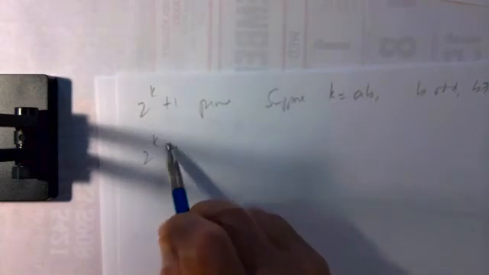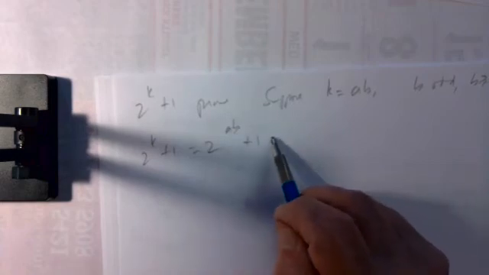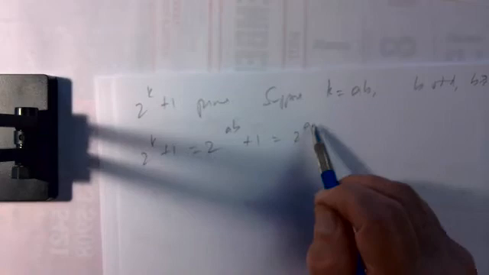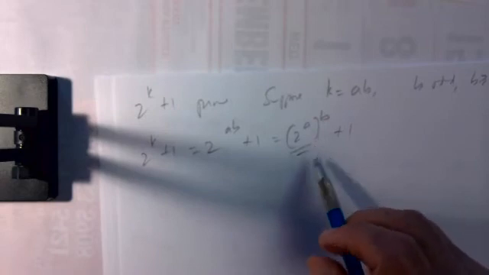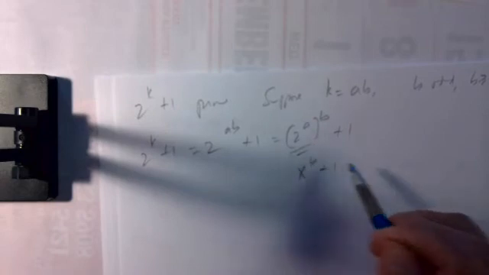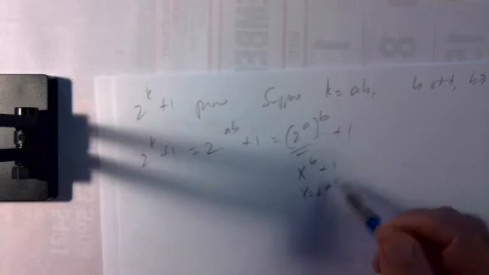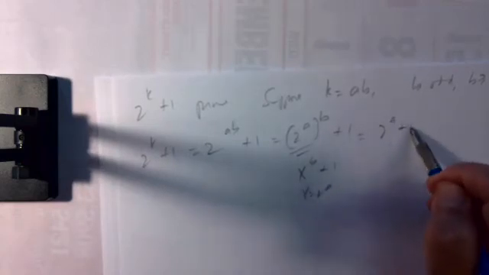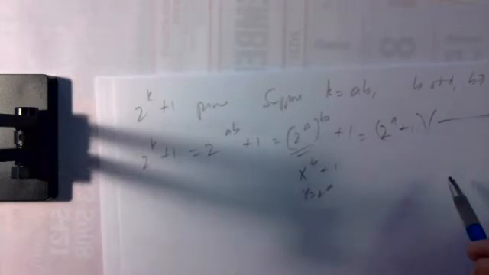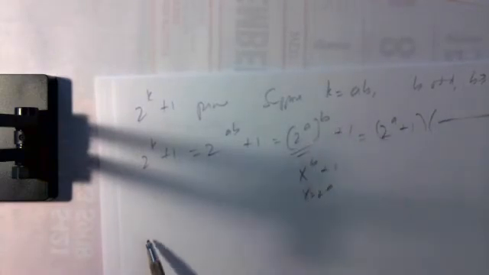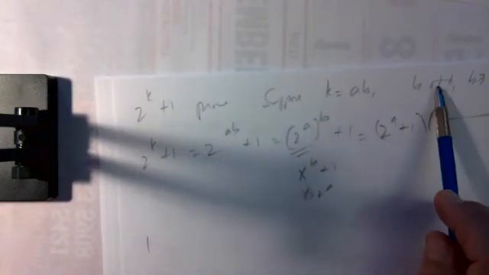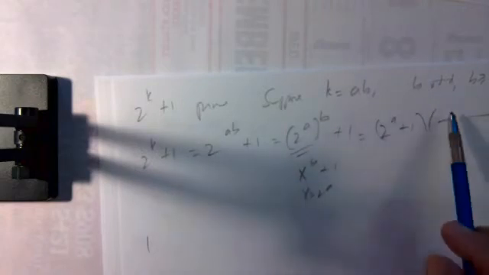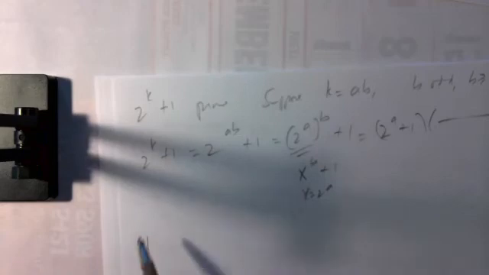Then 2 to the k plus 1 is 2 to the ab plus 1. 2 to the ab is 2 to the a raised to the power b, plus 1. And this is just of the form x to the b plus 1, where x is 2 to the a. So this factors into 2 to the a plus 1 times something else. So if k is an integer which has an odd divisor, then 2 to the k plus 1 is composite.